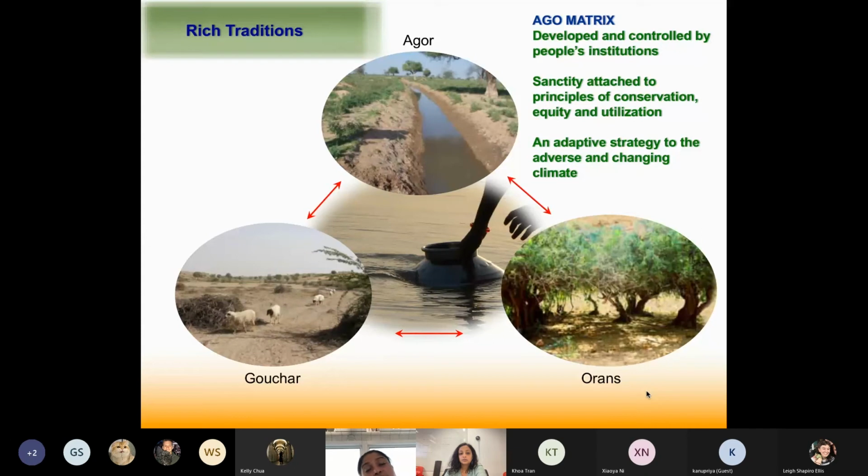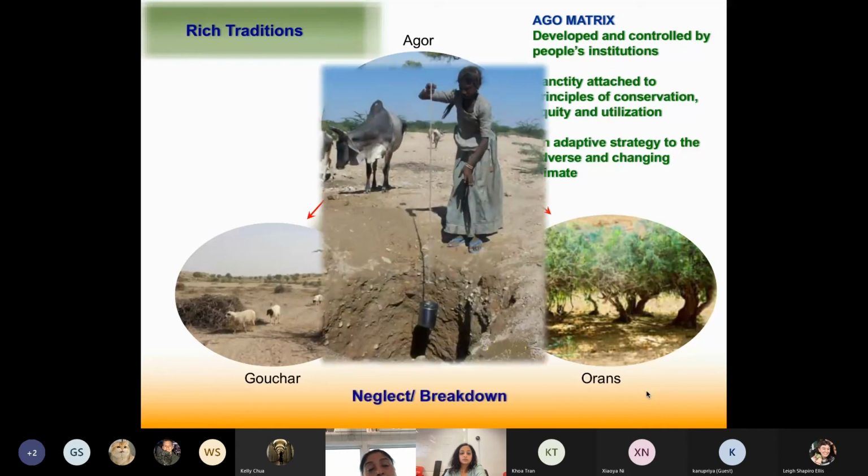So there were large catchment areas, which could be an agor, which is only a catchment, a gaucher, which was a pasture land, and sacred forests. These were repositories where water would get collected into structures that people could then use. But over a period of time, there has been a neglect and breakdown. There are various reasons for it.